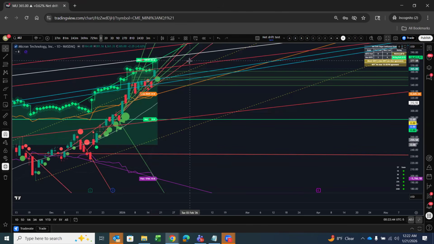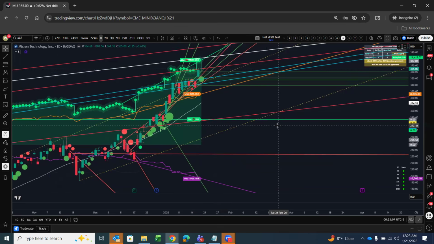So I don't really want to be a bull up here. I want to be a bull around this level, this area here. But potentially buyers might want to buy the dip at 326, but it's more than likely that price will have to either come down to 312 or 287.55 for MU.